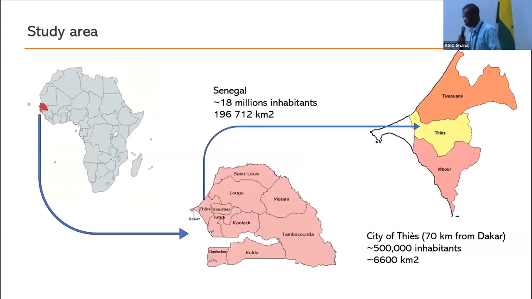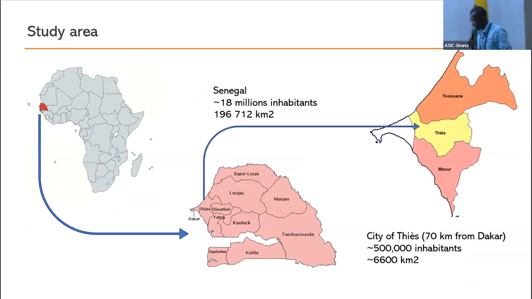Well, we are going to go to Senegal now. Senegal is a country located in West Africa. I put it in red, as you can see, and this is a map here. It's a country of about 80 million inhabitants. And we're going to carry out our study in the city of Thiès, that is something like 70 kilometers from Dakar, a city of about 500,000 inhabitants.